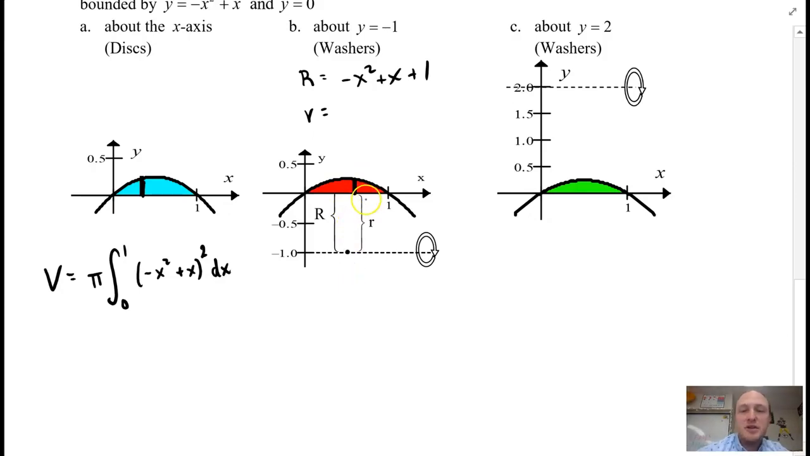Now I have to take the inner radius, which is from the x-axis down to my axis of revolution, and that distance is just 1. Distance is always positive, the absolute value of 1. So I have my big R, I have my little r, so volume is equal to pi times the integral from 0 to 1 of radius squared. So big R squared, which is negative x squared plus x plus 1, squared, minus little r squared, which is 1 squared, dx. There is your integral, and that's it.